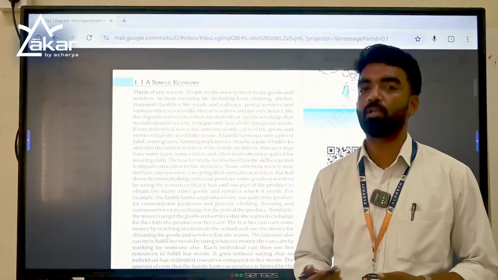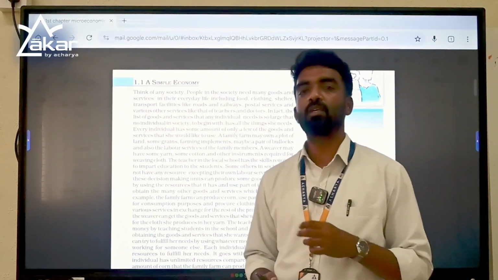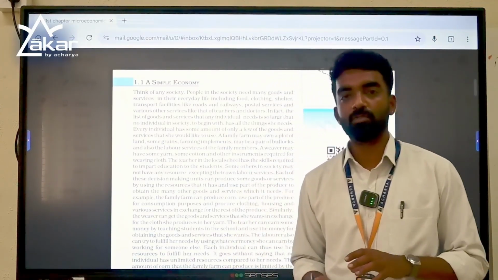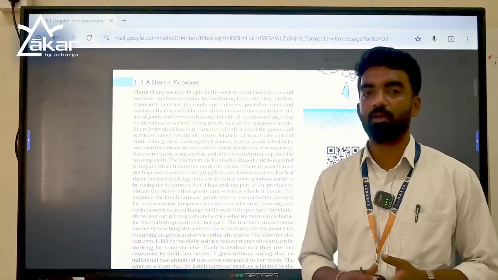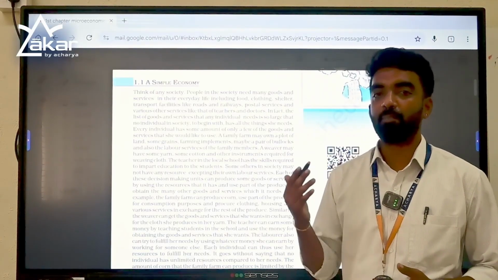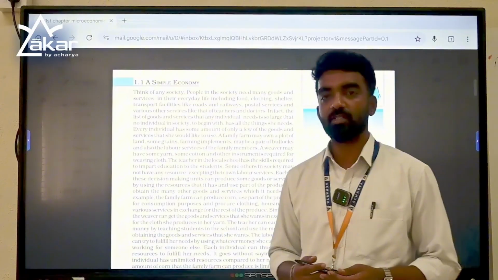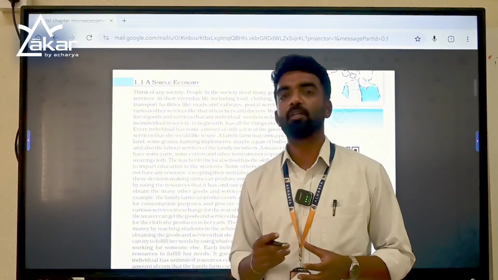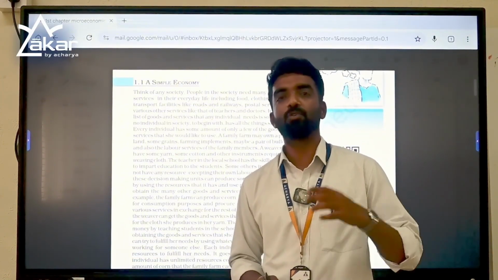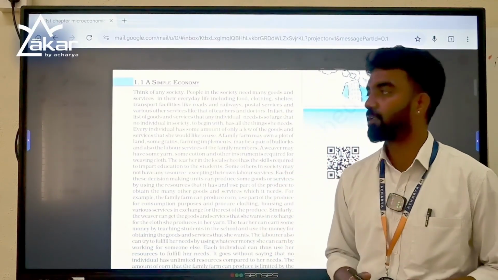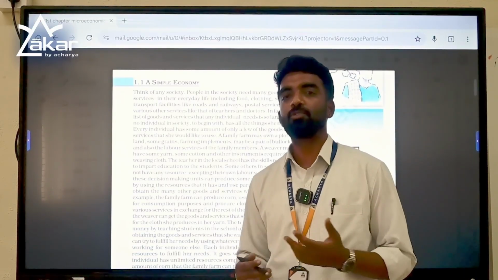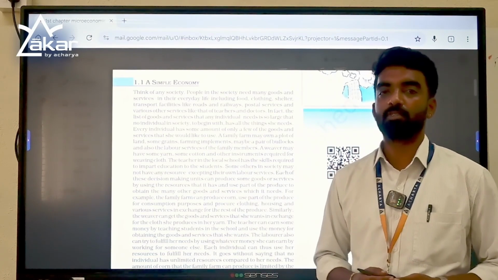First, we have to understand what resources are. Resources are a future stream of benefits. Resources are used to produce other goods and services. For example, capital goods, which you have studied in your previous classes. Capital goods means the machineries or the goods which are used to produce other goods or other machines. Similarly, resources are used to produce goods and services.